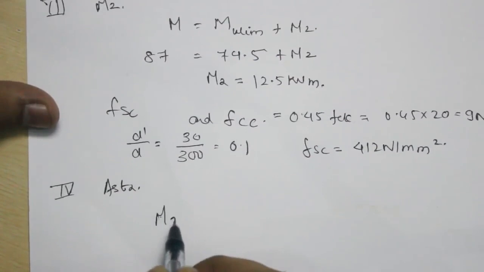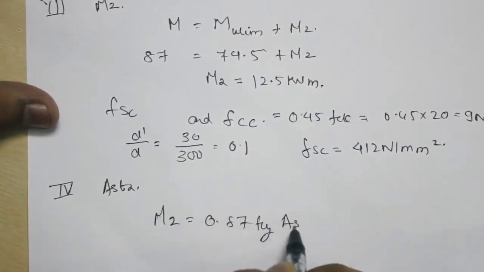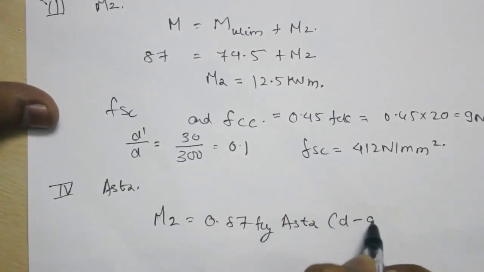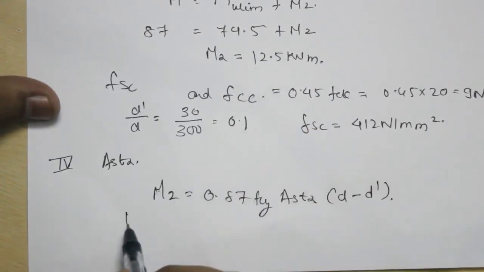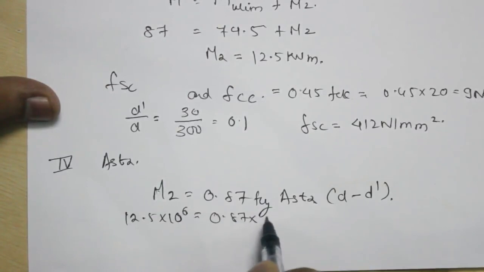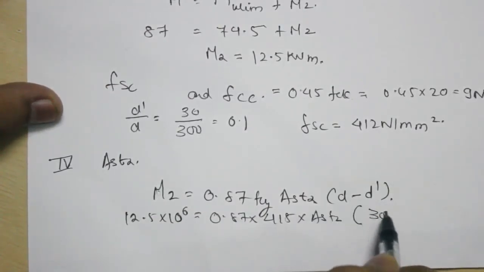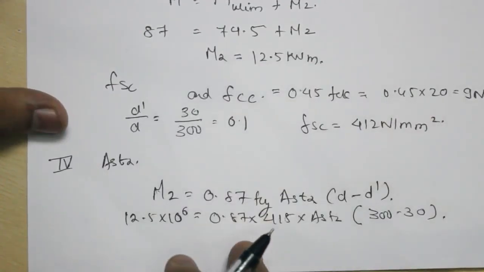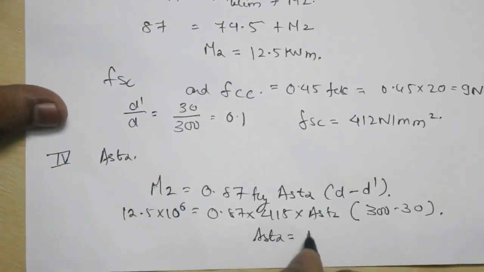So the formula for AST2 would be M2 is equal to 0.87 Fy AST2, the lever arm is D minus D dash. So value of M2 is 12.5 into 10 raised to 6 equals 0.87 multiplied by 415 into AST2, D is 300 minus 30. So if you solve for AST2, you can get the AST2 as 128 mm square.